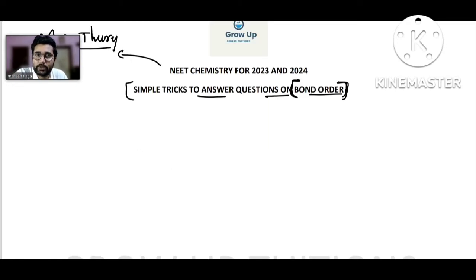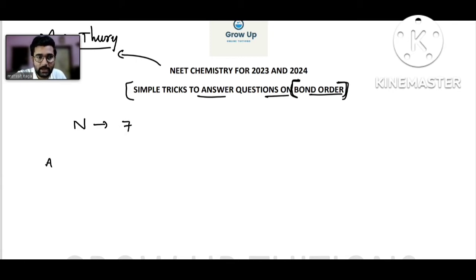To calculate the bond order in a simple way, you have to know how to calculate the number of electrons in a given molecule or species. Now let us try to know how to calculate the number of electrons in a given molecule or species. Here they are asking to calculate the number of electrons in nitrogen. We know that the nitrogen atomic number is 7.